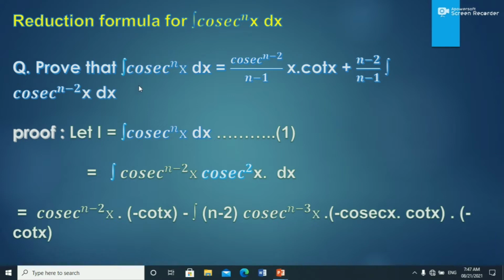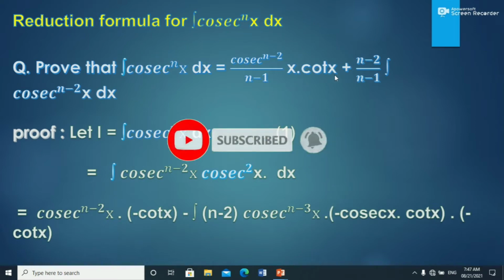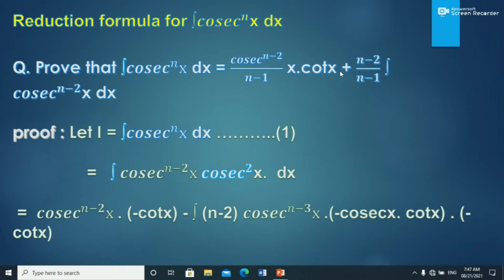In this video we have to prove that the integral of cosec^n x dx is equal to minus cosec^(n-2) x cot x upon (n minus 1), plus (n minus 2) upon (n minus 1) into the integral of cosec^(n-2) x dx.